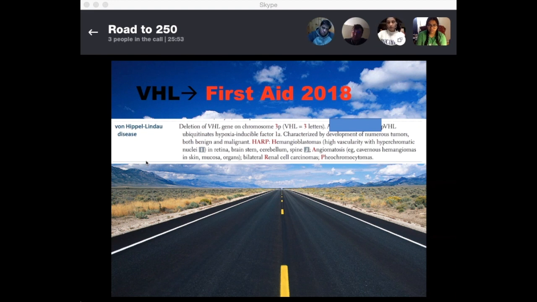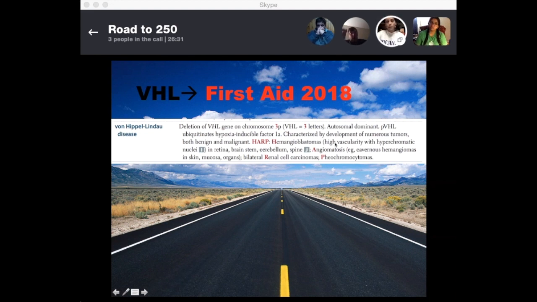Autosomal recessive? It's autosomal dominant. So if they have a parent who has a history of it as well, then it makes sense why they would also have it. Like we said, it's a mutation in the ubiquitin ligase, which then causes increased transcription of hypoxia-inducing factor 1A. It's characterized by development of numerous tumors, both benign and malignant. And you can remember the specific findings or pathologies by the mnemonic HARP.